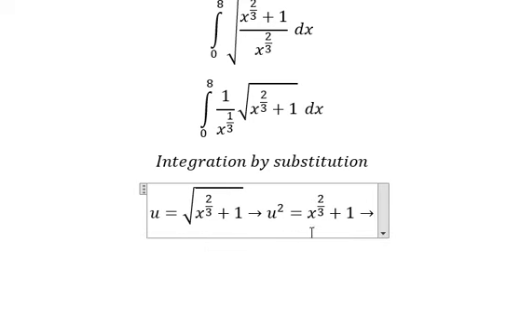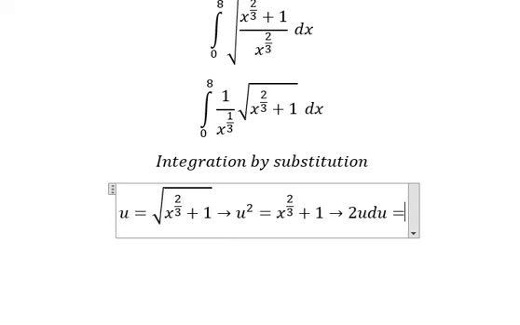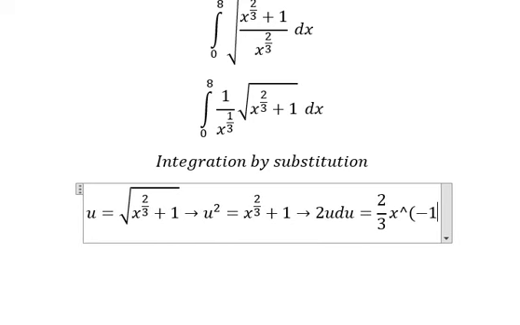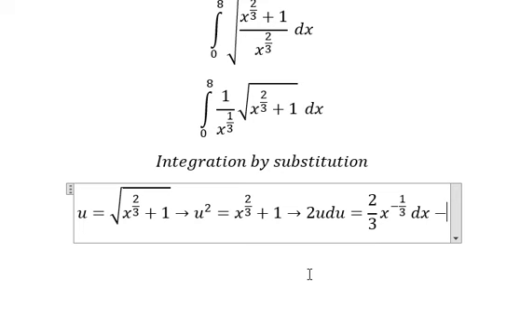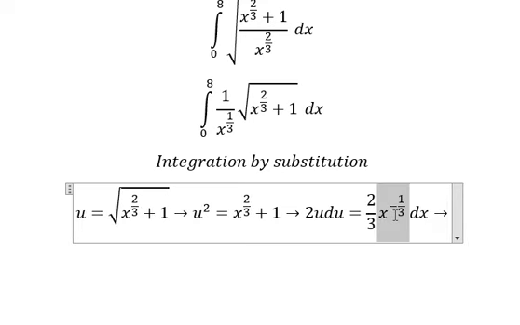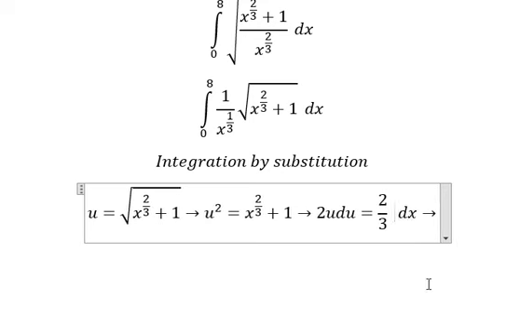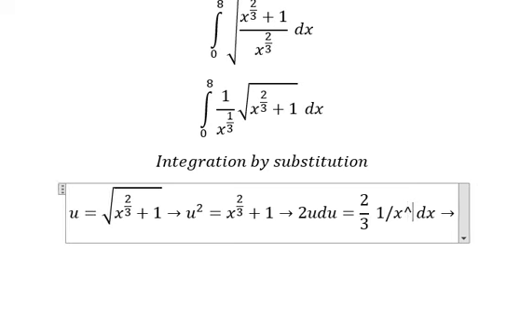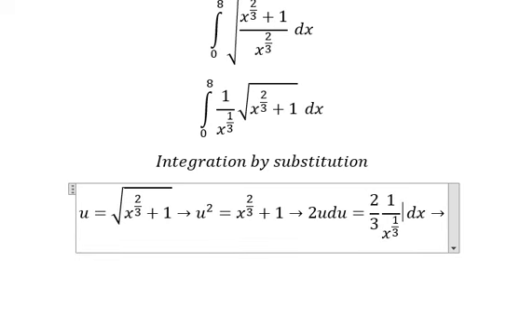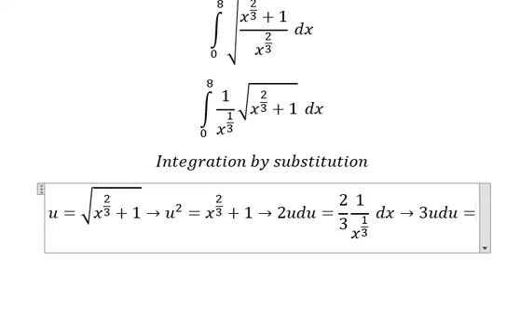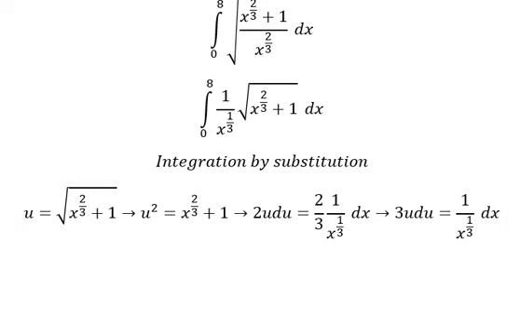Next, we need to do first the derivative for both sides. And we know that this one that is about 1 over x to the power of 1 over 3. So we divide both sides by 2 over 3. Next, we need to change the bounds.